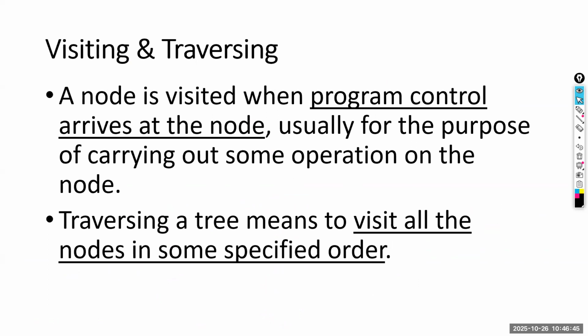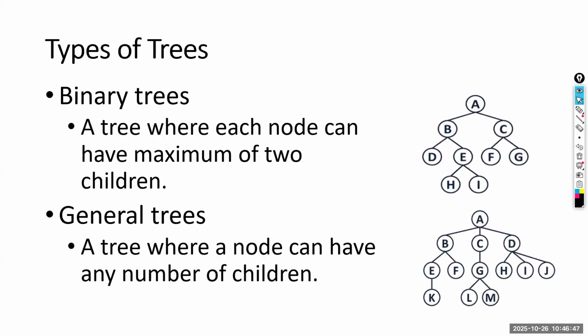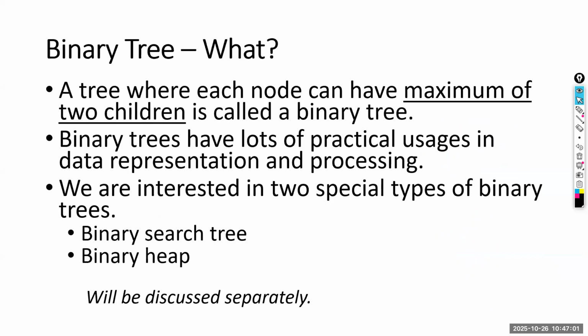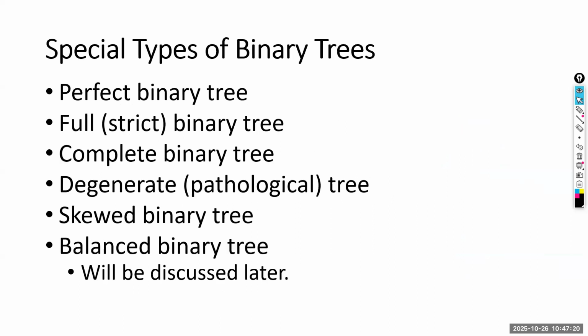What is meant by visiting? What is meant by traversing? And of course, we discussed some traversing techniques. Then we subdivided trees into binary trees and general trees, and our discussion is right now on binary trees. Binary tree means the maximum number of children is 2. You can't have more than 2. Then we subdivided our discussion into 2 special cases of binary trees, that is binary search tree and binary heap. And right now we are in the discussion of binary search tree.